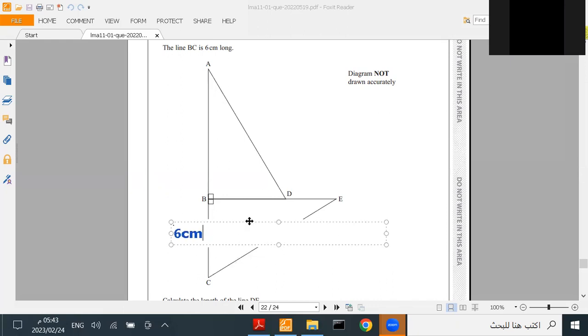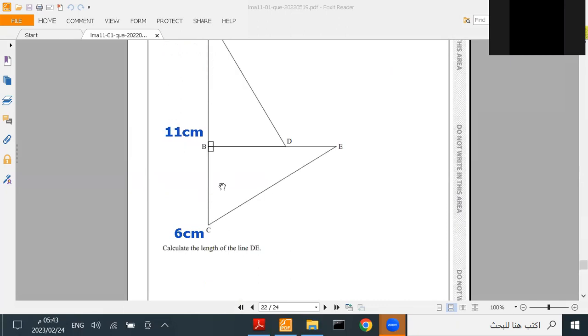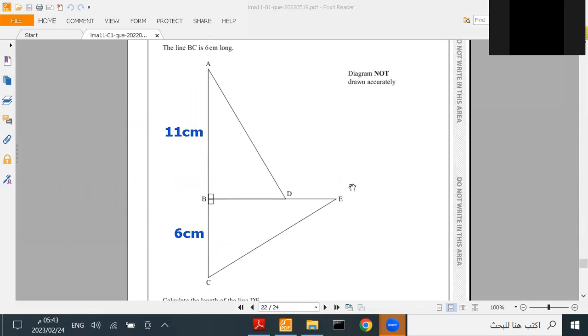So if all of it is 17, it means that the rest of the line here, AB, is what? Is 11. This is 11 centimeters. So AC is 17 and BC is 6. Calculate the length of line DE. We need the line DE, this line, okay? Now, let's put this here so we can see the whole shape.